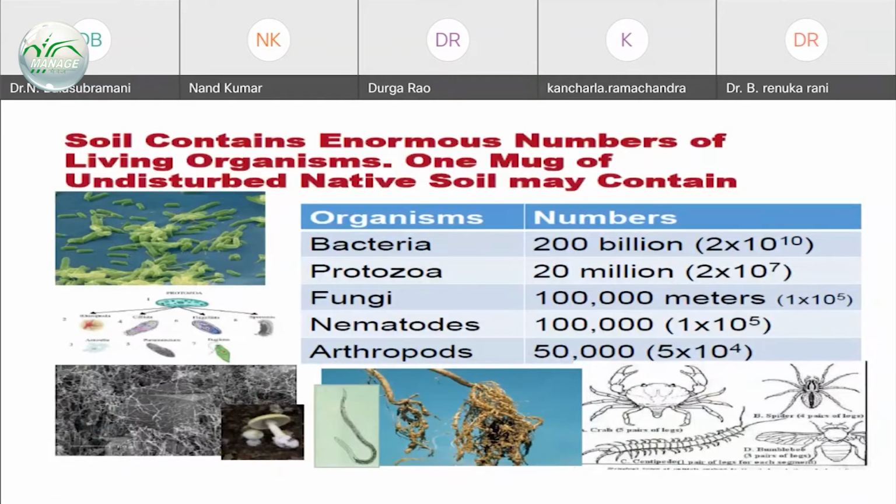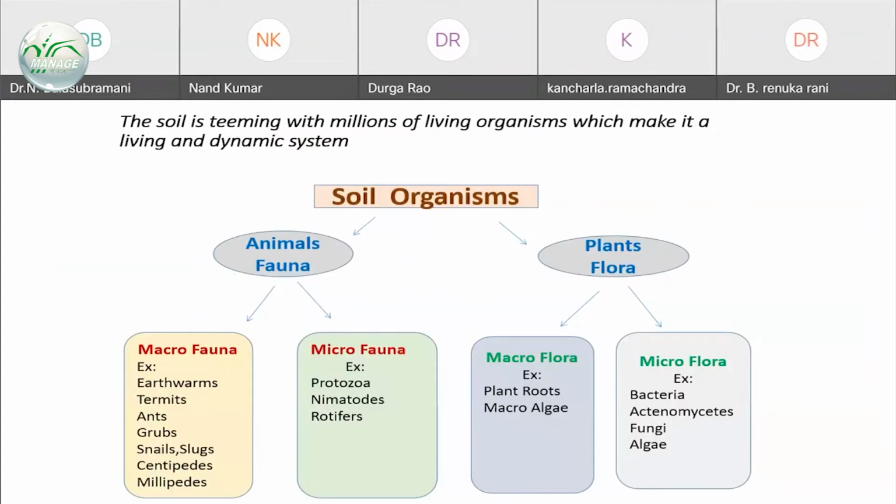Soil contains an enormous number of living organisms. See, our natural farming is towards the survival of microorganisms, bacteria. Say 1 mug of native soil. These are the experiments done by ICRISAT. This is the figure given by the ICRISAT people. So bacteria 200 billions in 1 mug of native soil, protozoa, fungi, nematodes and arthropods. If we go into deeper soil organisms, animal flora and plant flora are existing in the soil.